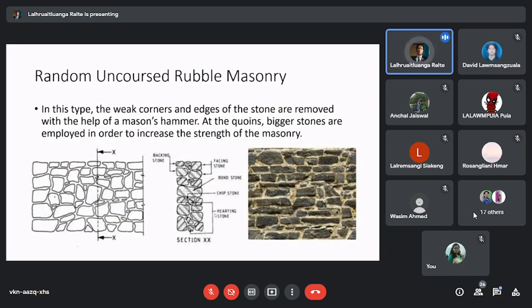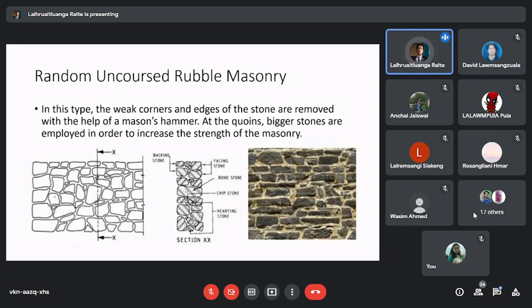There is this bond stone or bonding stone, or in other terms, through stone as well. They are the stones, as the name through stone suggests, that go from the inner side to the outer side as well. What it does is it actually holds the whole masonry together. So when you have a good bond stone or a good through stone that actually spans across your masonry, then that is going to act as a clip that holds your masonry together.